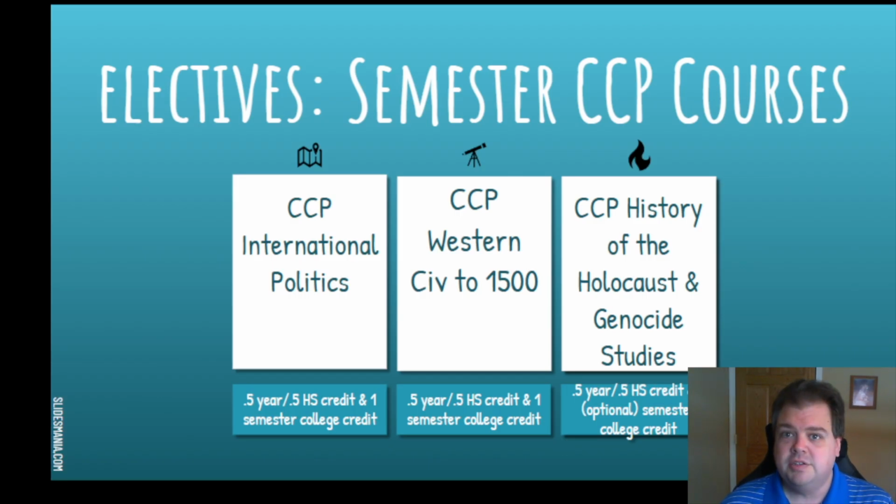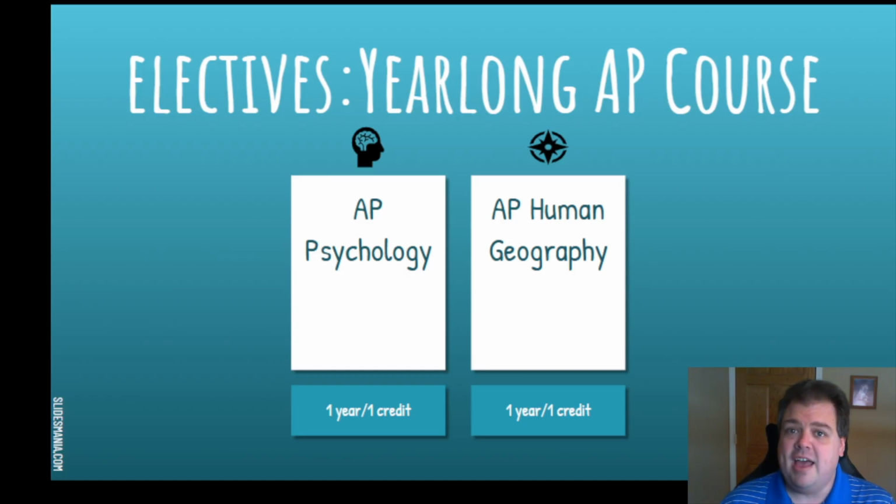All right, so finally, the last 2 elective courses we have are 2 additional year-long AP courses. All the other ones so far as the electives have been semester courses. AP Human Geography and AP Psychology.